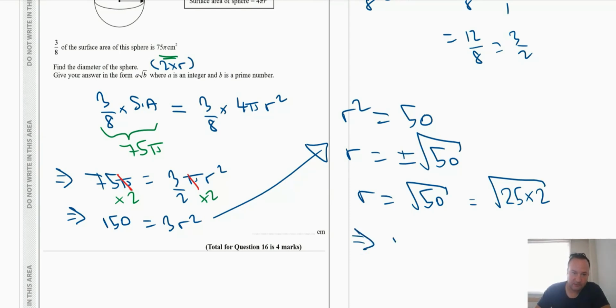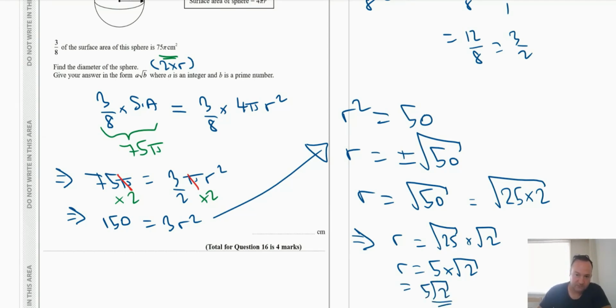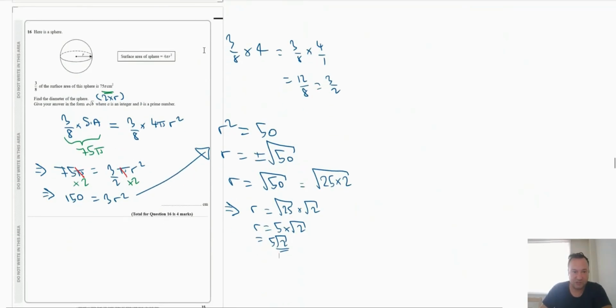We can see from this that that's the same as the square root of 25 times the square root of 2. Root 25 is 5, so r is 5 root 2. But we want to make sure that it's actually twice that value. The diameter is 2r, so it's going to be 2 lots of 5 root 2, which is 10 root 2 centimetres. 2 is the surd number, which is prime, and 10 is the integer. 10 root 2.